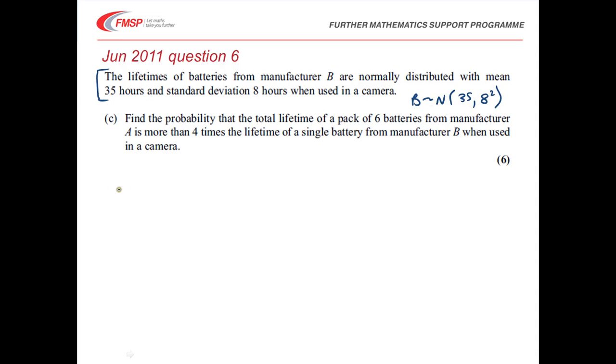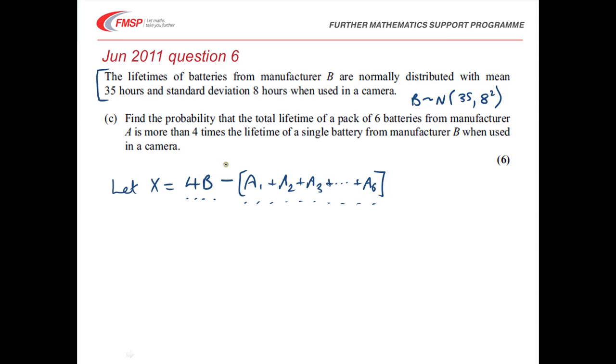So we just need to work out what's going on. It's always good to define something. So I'm going to let X equal the following. We want to show whether the probability that the total lifetime of a pack of 6 is more than 4 times the lifetime of a single battery. So I can define X in the following way: 4B minus (A1 plus A2 plus A3 plus ... A6). Okay, because we're looking for the difference between the total lifetime of a pack of 6 batteries and 4 times the lifetime of a single battery from manufacturer B.